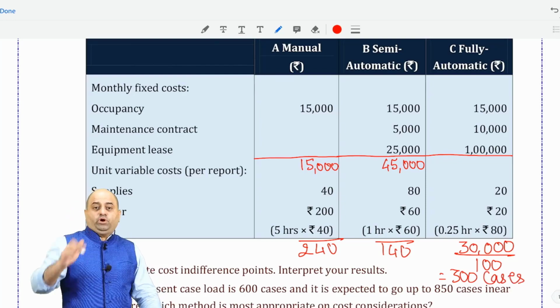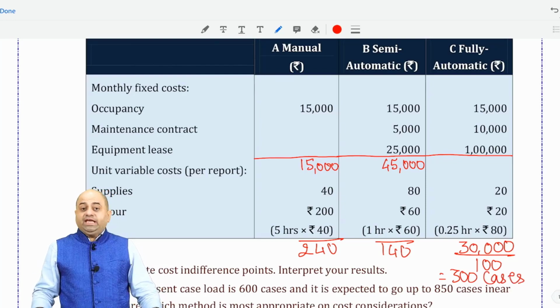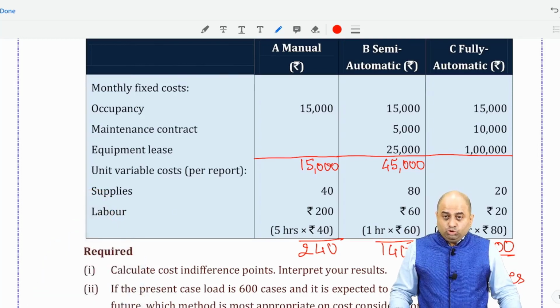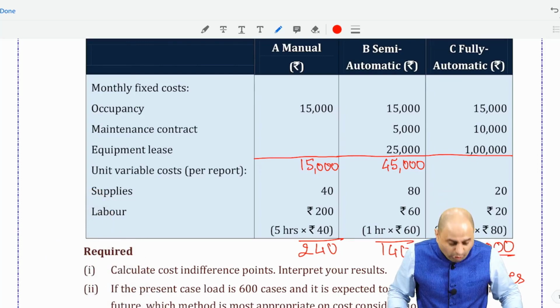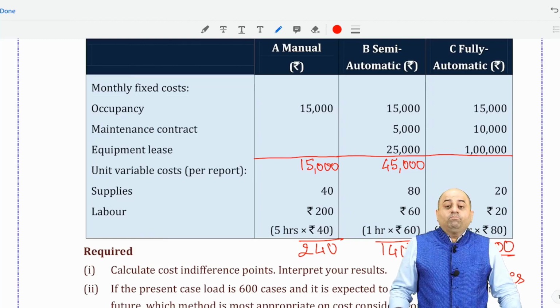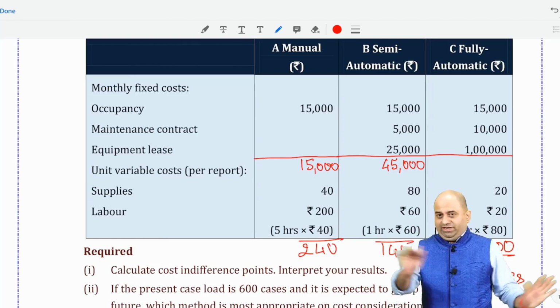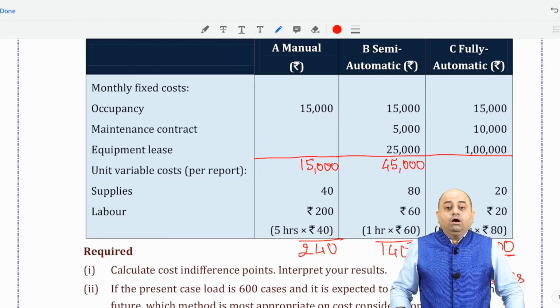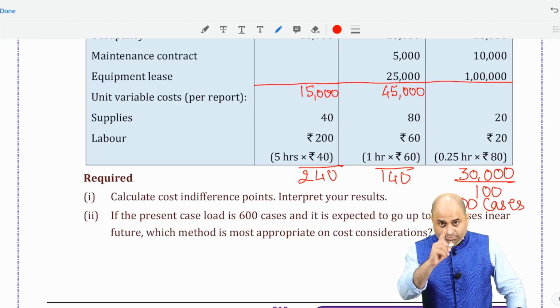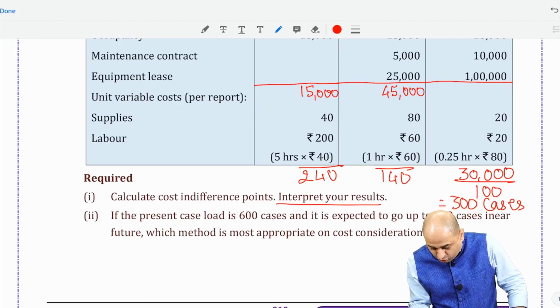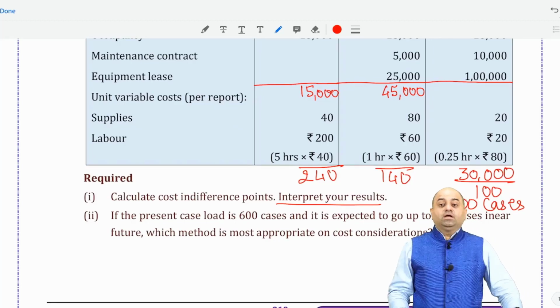That becomes the indifference point between A and B, which means if you have 300 cases at hand, you will not be bothered whether you use type A method or type B method. That is the meaning of the term indifference point over here. That's the simplest way to calculate. The second part talks about 600 cases, etc. But before going to the second part, the first part talks about interpreting your results.